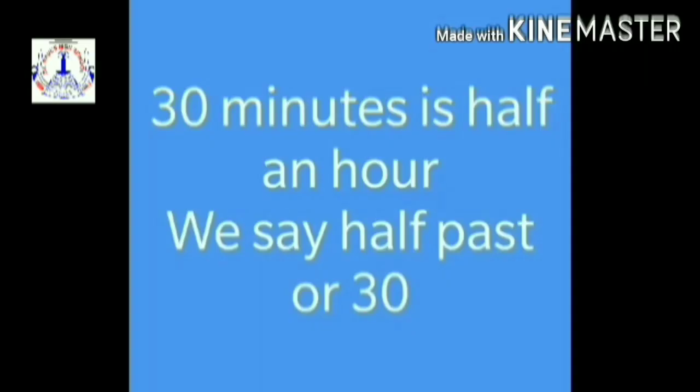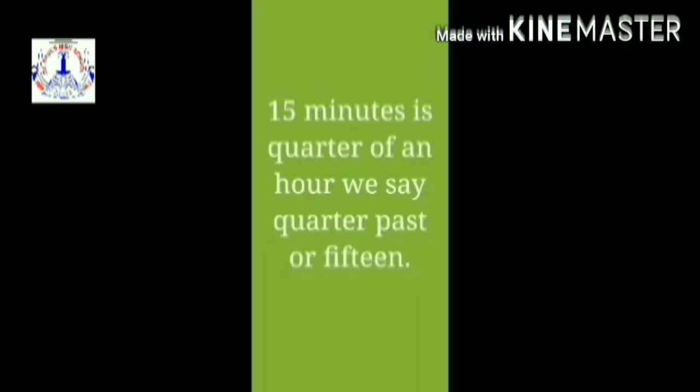We know 1 hour is equal to 60 minutes. So the first one is how to read half past. 30 minutes is half an hour. So we say half past or 30. Clear all of you? Next is how to read quarter past. 15 minutes is a quarter of an hour and we say quarter past or 15. And next, how to read quarter to. So 45 minutes past 1 is quarter to. So children, 15 minutes remain to become 2 o'clock. Clear?